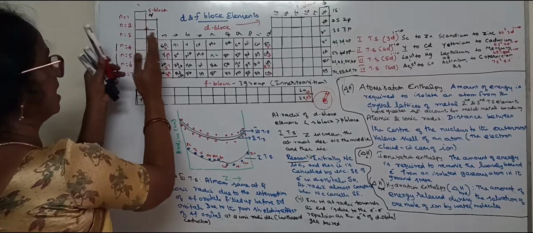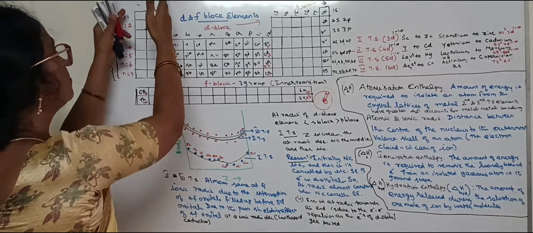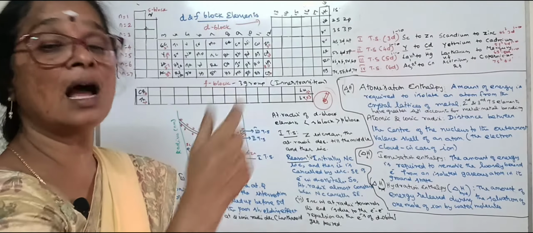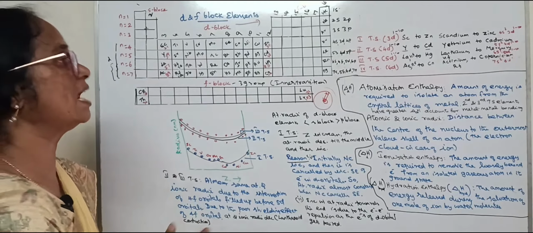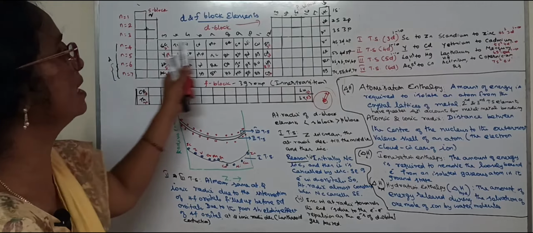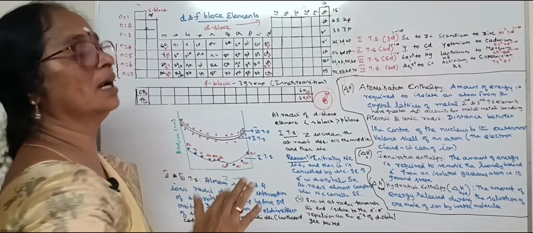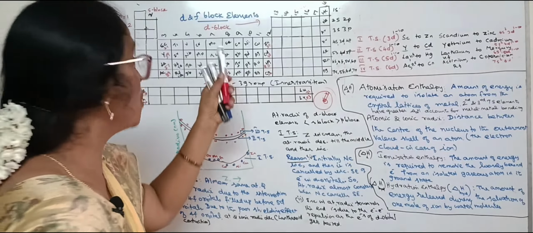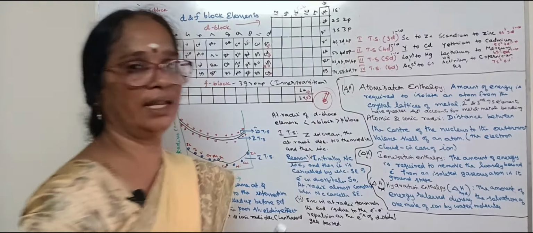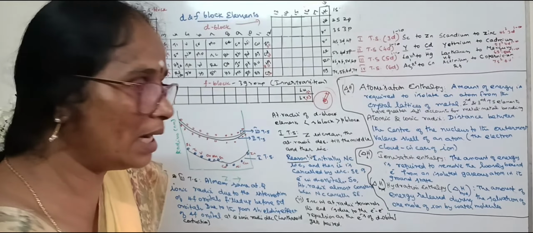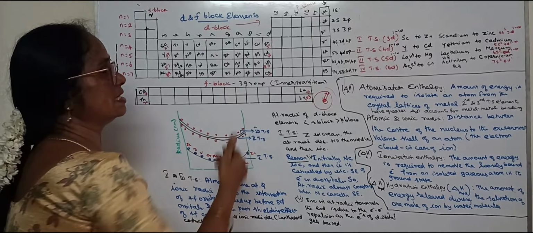So it decreases along the period from left to right. The s block elements have higher atomic radii compared to p block elements. The atomic radii of s block elements are greater than those of p block or even d block. What about d block? d block elements have smaller atomic radii than s block but larger atomic radii than p block. Now let us compare the atomic and ionic radii of the different transition series.